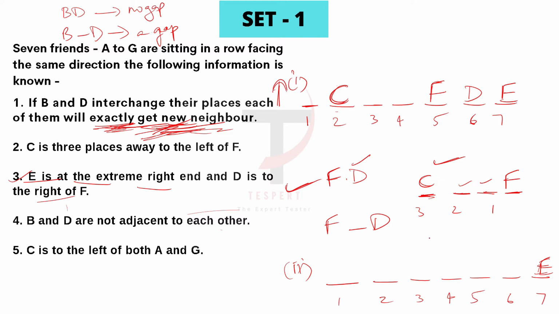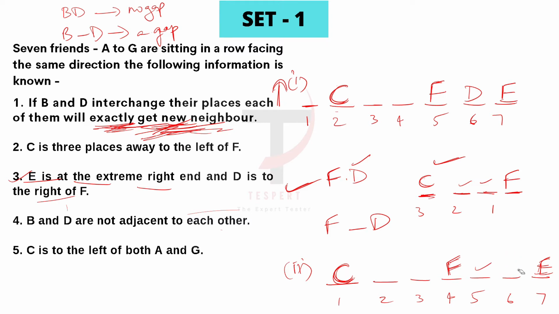But what happens is, in the first case we placed F at 5, but now we are placing F at 4 because we do not know whether D is immediate right to F or D is just right to F. So if F is here and we have 2 spaces left between C and F, just leave 2 spaces and C will come here. C will be at the first position. Alright. Then what about D? D can be either at 5th position or at 6th position.